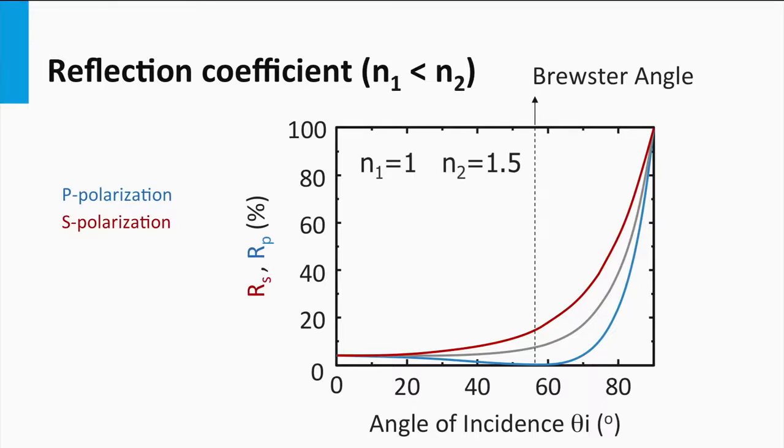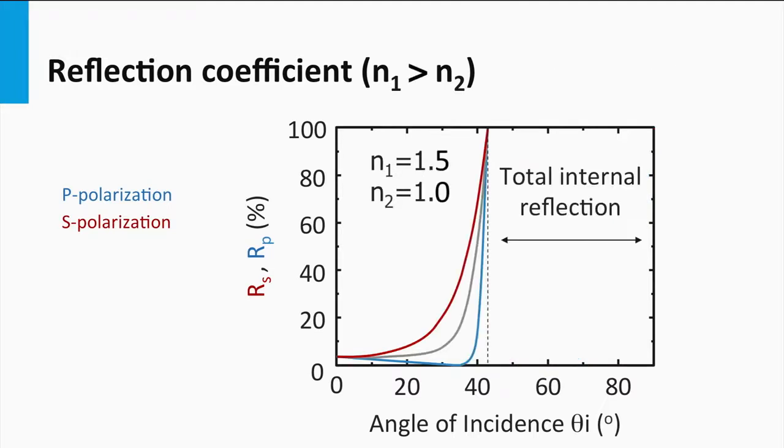In this graph, you see the relation between the reflection coefficient for s and p polarized light when medium 1 has a refractive index of 1, which is equal to air, and medium 2 has a refractive index of 1.5, like glass. What we can see is that the p-polarized light has an angle at which the reflection is equal to 0. This angle is called the Brewster angle. The gray line is the average, which represents randomly polarized light.